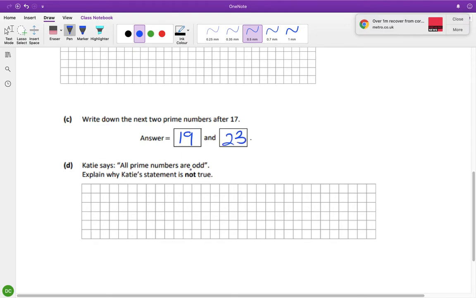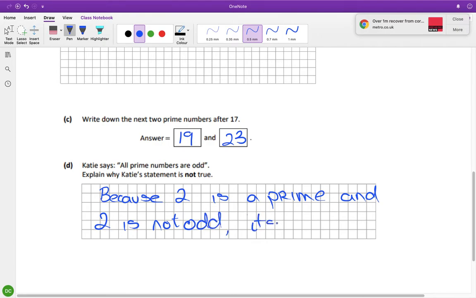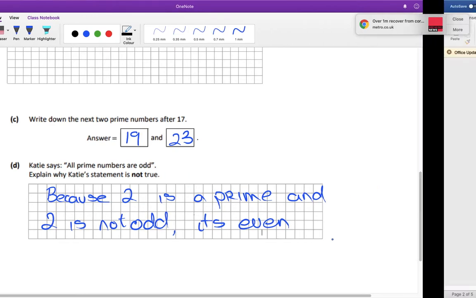Katie says that all prime numbers are odd. Explain why this statement is not true. Because 2 is a prime number, and 2 is not odd. It's even.